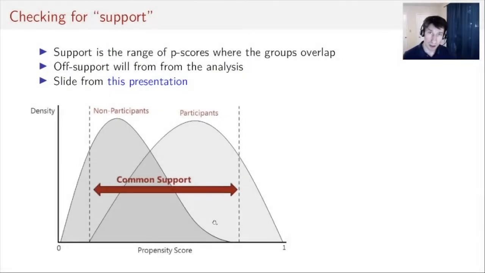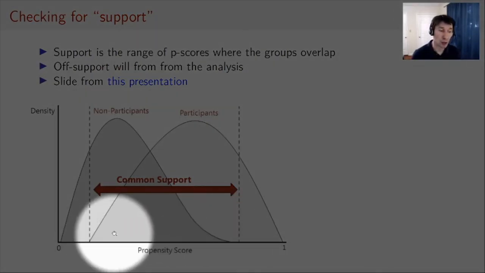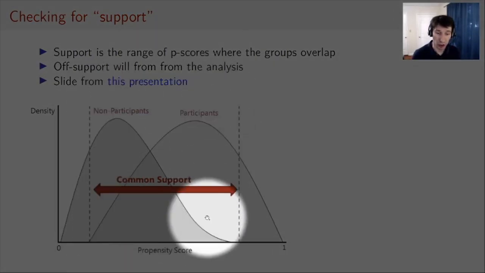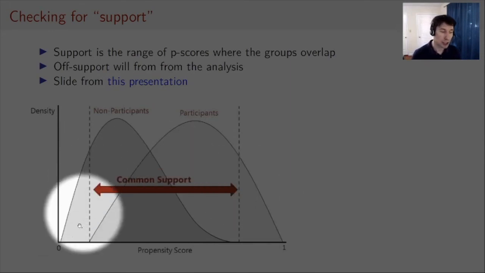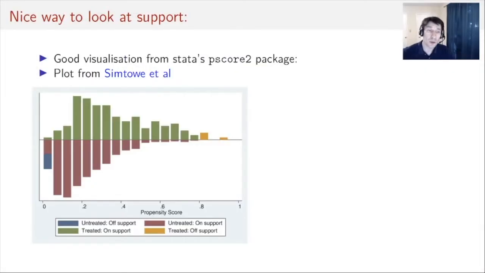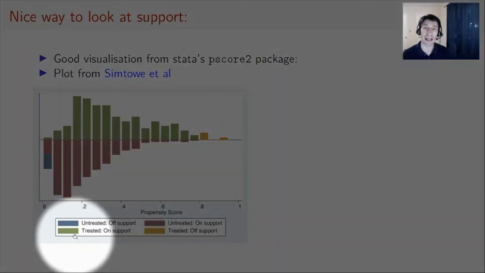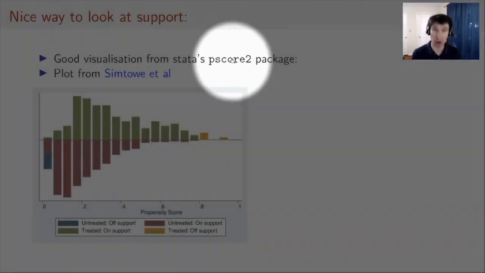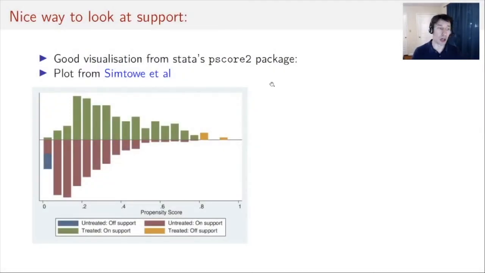Now when you run these specifications, you will use only the part of your sample that is within the common support. So these parts and those parts of your sample get lost. A nice way to visualize this support is actually provided by Stata's pscore2 package. I know that most of the time I like to talk about R, but I particularly like this function in Stata.